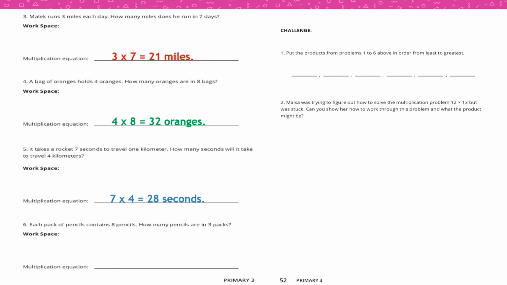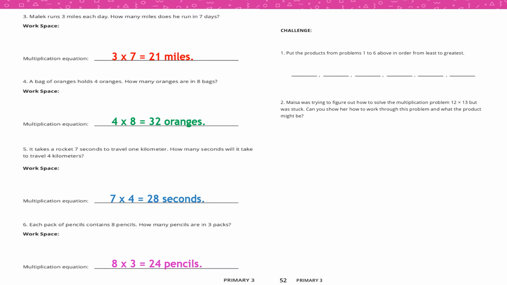Number 6, each pack of pencils contains 8 pencils. The one pack contains 8 pencils. How many pencils are in 3 packs? One pack has 8 pencils. 3 packs has what? So it's 8 times 3 equal what? Equals 24 pencils.